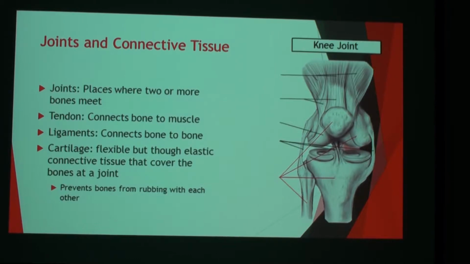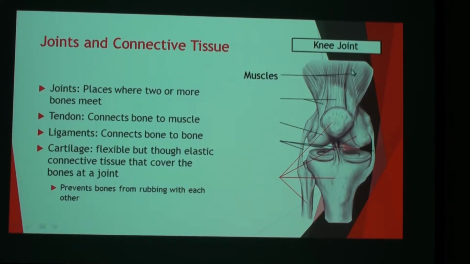And finally, we have cartilage, which is flexible but really tough, elastic connective tissue that covers the bones at a joint. The cartilage is what prevents bones from rubbing with each other when we move. Here we have the example of what the knee joint looks like, and we're going to see all these structures, just to see more or less what they look like in the knee joint.